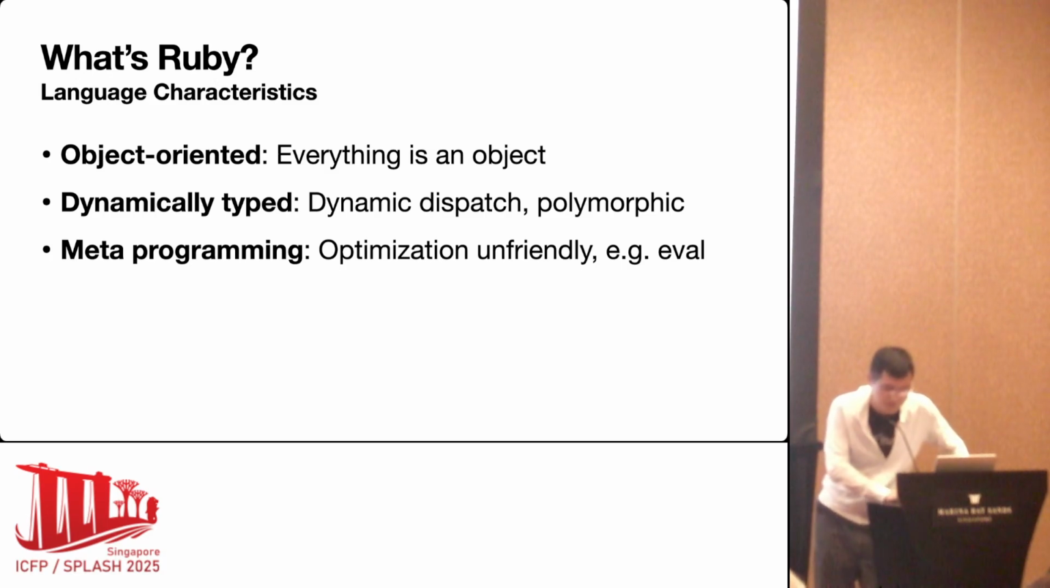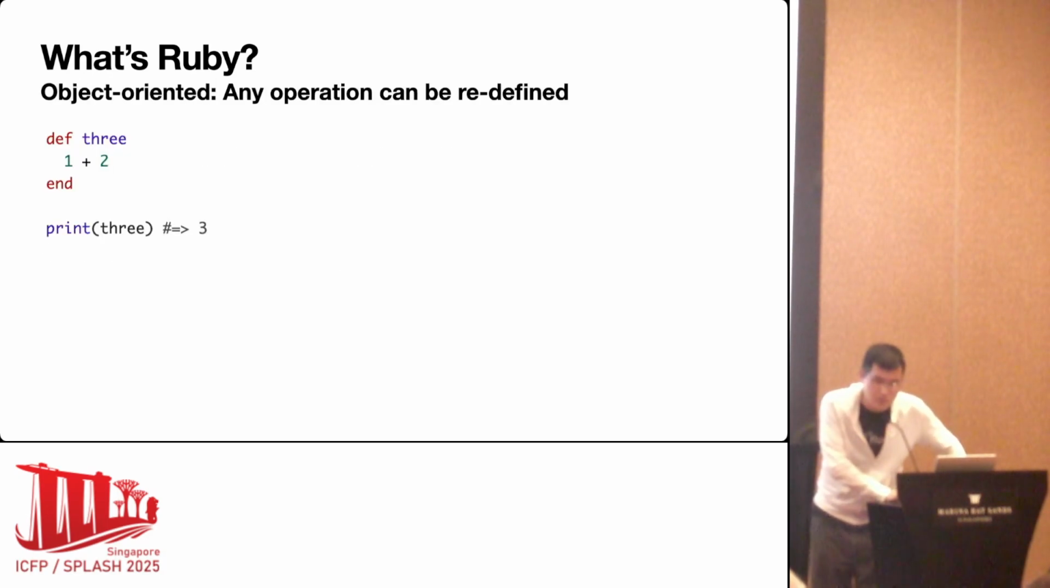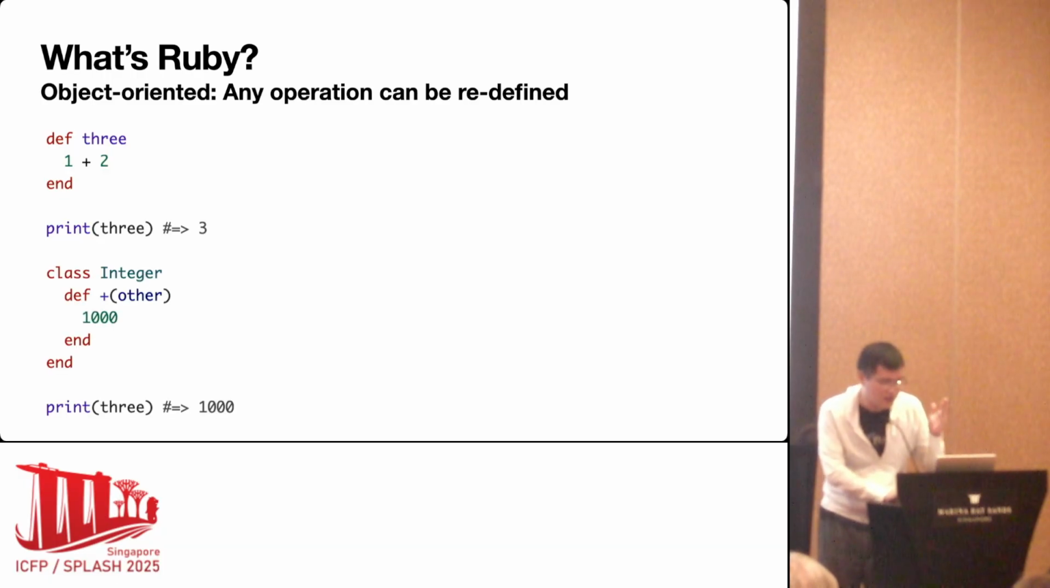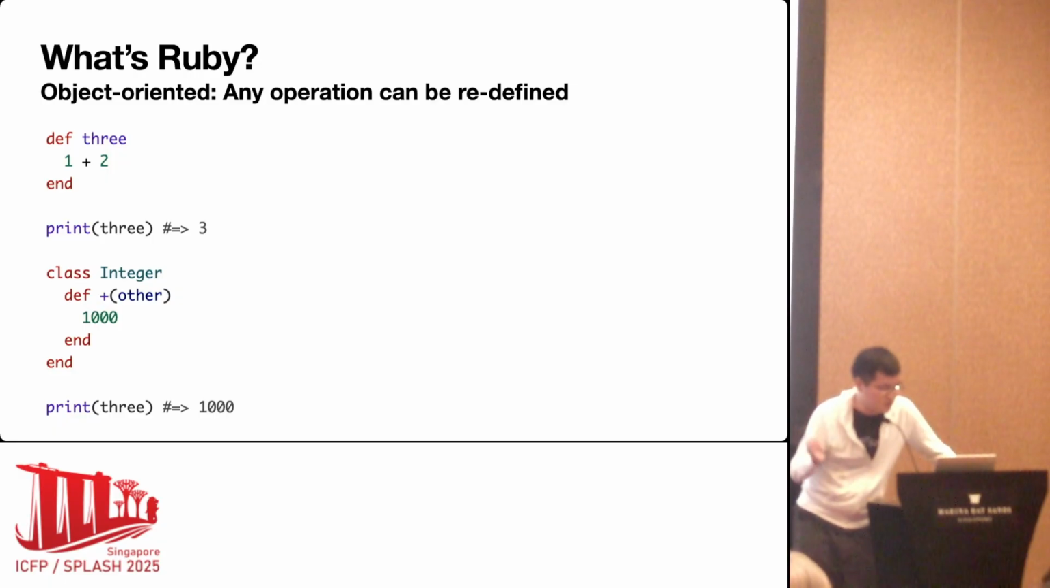To give you an example, this is 1+2, but as I said, everything is an object, so integer is also an object, and this is an object-oriented programming language, so this is a class definition for every integer, and it's also an open class. You can redefine any method on the class at any time. So integer plus could be something else, like returning thousands here.